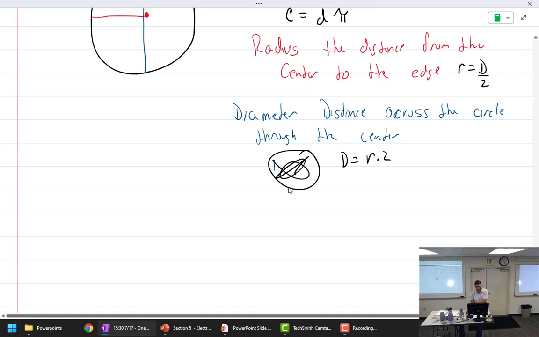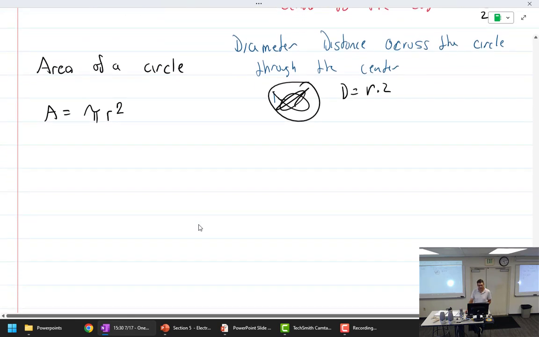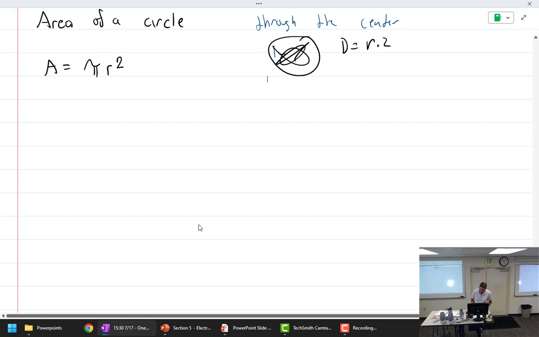All right, well, let's talk about the area of a circle. The area equals pi times the radius squared. And that's the one I like to use right there. Pi times the radius squared. And so we're going to use almost everything we learned. And one thing I should have talked about, but we'll come around to that.